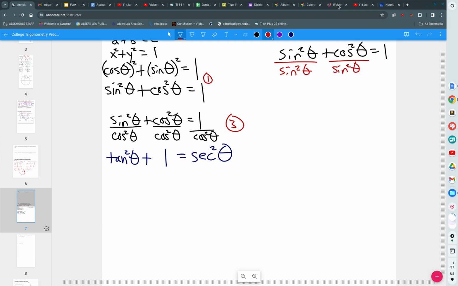So again, we don't make anything up in math. We just use things that we're given and manipulate and look for new formulas. And we have sine squared divided by sine squared is 1. We have cosine squared divided by sine squared. Anybody know what that's going to be? Cotangent squared, good. And then 1 divided by sine squared, cosecant squared. And that, my friends, is formula number 4.